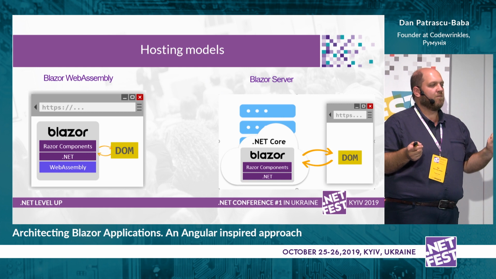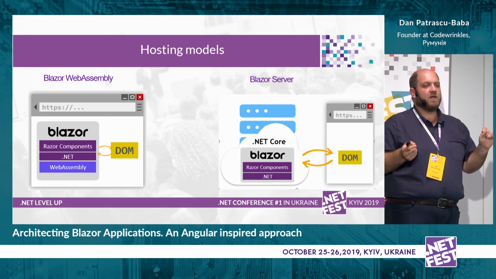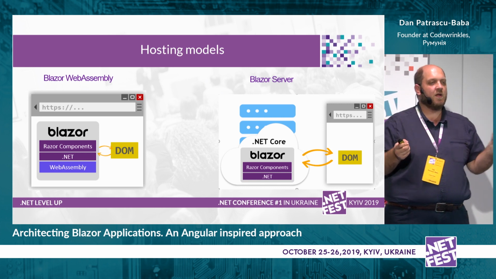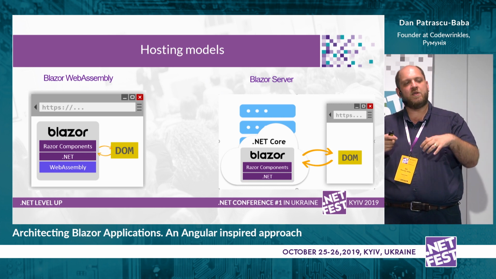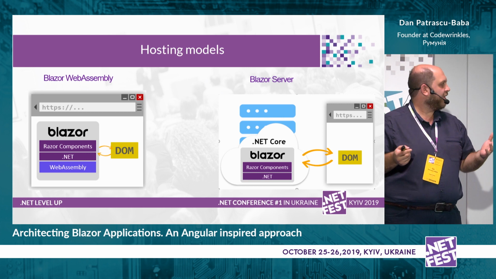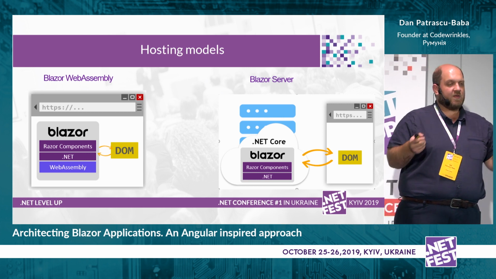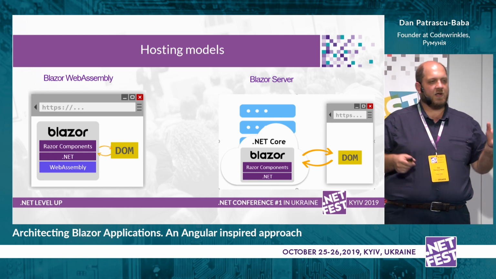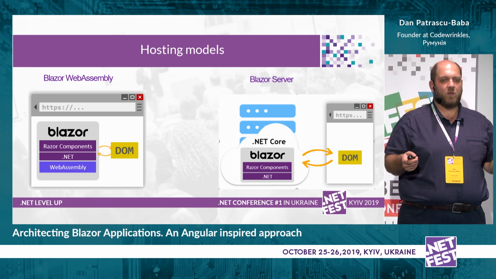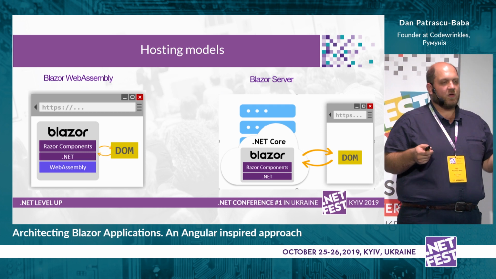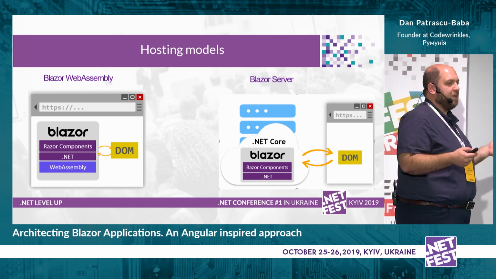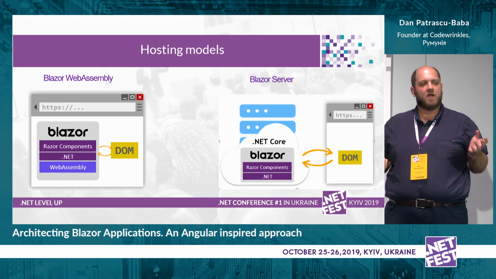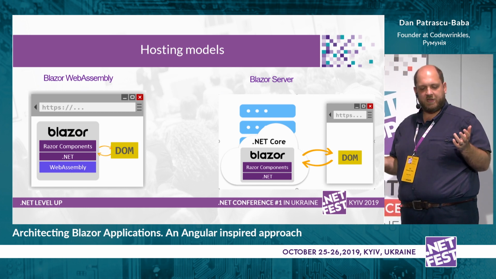So this means that every time you click around, the entire page will not be re-rendered, but only the part that needs to change. So this is very, very cool. And this hosting model, Blazor Server, is already globally available in .NET Core 3.0. So this means that we can already develop Blazor applications using this server-side hosting model. So this is right now fully supported.